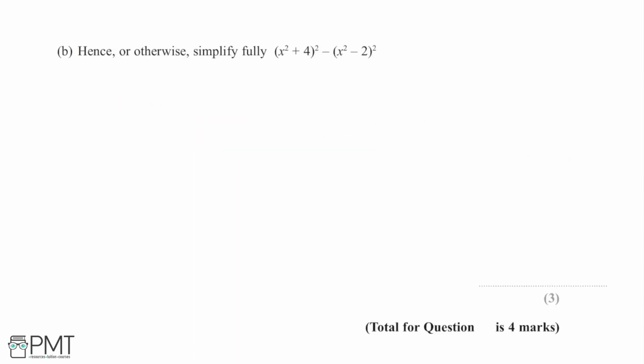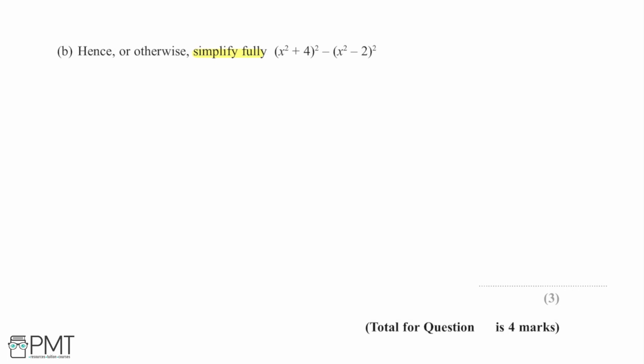So now here I'm asked to, hence or otherwise, simplify fully this expression that we're given here: x squared plus 4 all squared minus x squared minus 2 all squared. Now this phrase hence or otherwise is making me think back to the previous part of the question and how this idea of these two squares is going to link back to what we just did. So if I have a look at the brackets that we're working with, we have a square subtract another square, and although it looks a bit more complicated, it is again working with the difference of two squares.